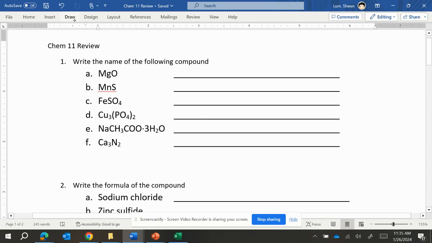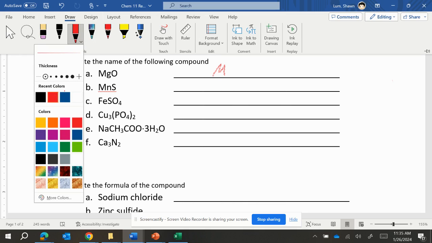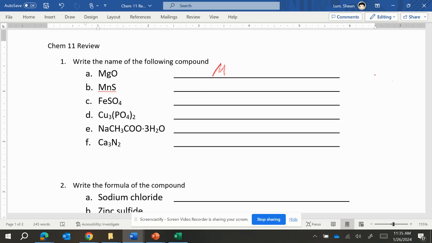Anyways, first one, answer number one. I'm just going to change my pen color to red. This one right here is magnesium oxide. That's it. No number because it's not multivalent. This one right here is manganese 2 sulfide. It does get the number because manganese is multivalent on your periodic table.